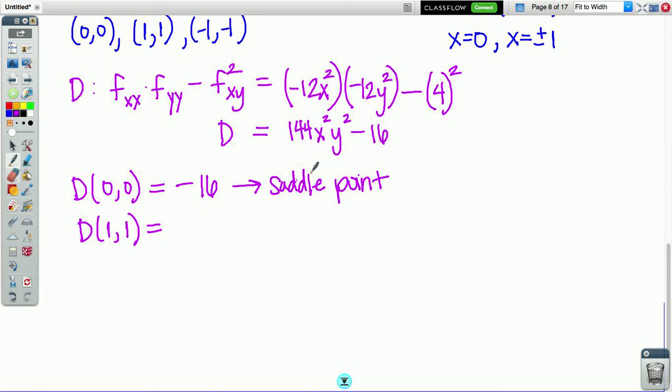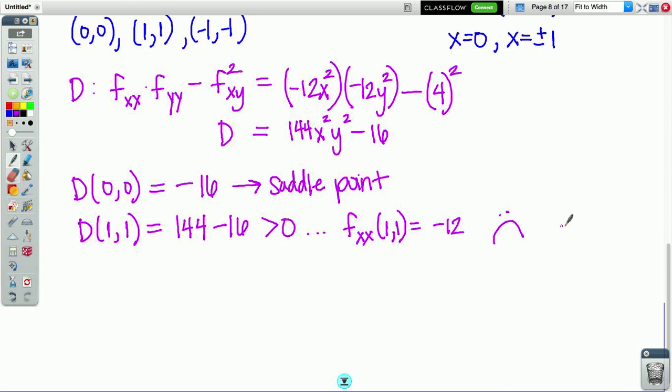Now at 1, 1, I get 144 minus 16, which is certainly positive. And that tells me that everything is friendly and I can go back to single variable calculus. So looking just at the second partial with respect to x, at that value 1, 1, the second partial with respect to x is negative 12. So thinking of single variable calculus and the second derivative, I'm looking at a concave down function. And this point 1, 1 must be a relative maximum.